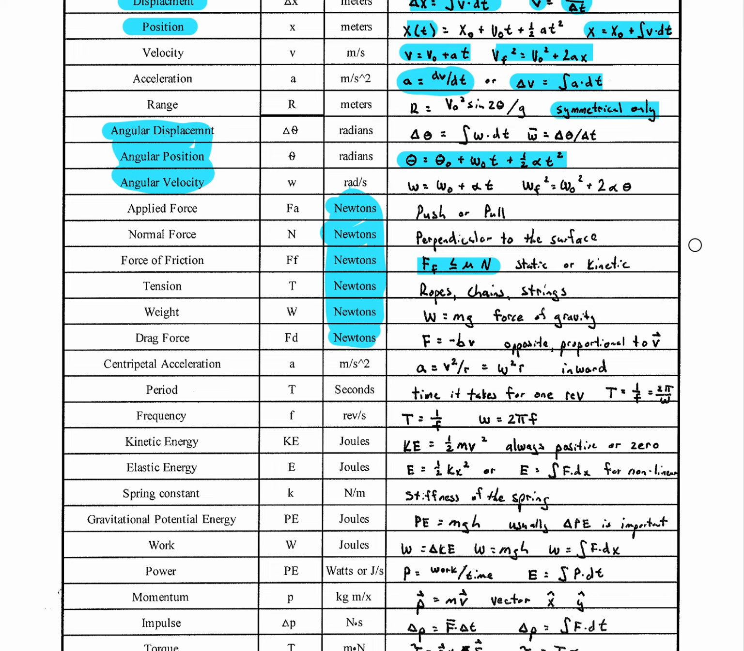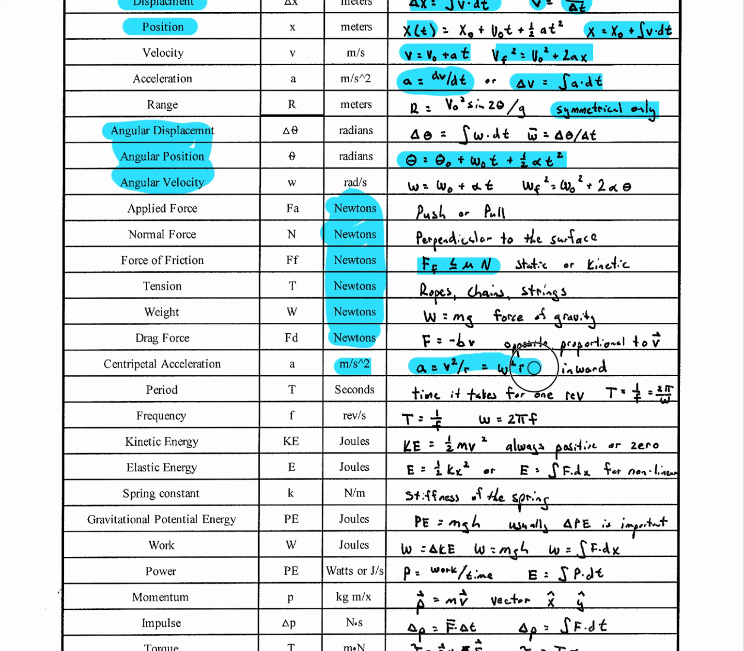The drag force is typically negative bv, right? It's opposite and proportional to v. It is a vector, which is why the negative sign is there. But again, all of those things are just forces, so they're all in newtons. Centripetal acceleration, well, it's an acceleration, so it has to be in meters per second squared.